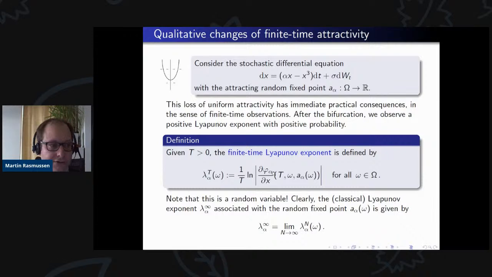So in particular, I would like to look now not at the asymptotic object of a Lyapunov exponent, but at the so-called finite-time Lyapunov exponent. And here, again, as before, we linearize around our random fixed point, A alpha. But we do not take the limit t goes to infinity, meaning that, in particular, the finite-time Lyapunov exponent here depends on omega. So this is a random variable. And if we take the limit t goes to infinity, we will converge to the classical Lyapunov exponent, which is negative in this one-dimensional case.